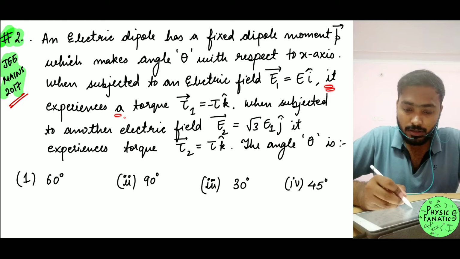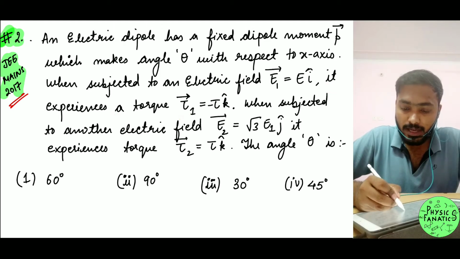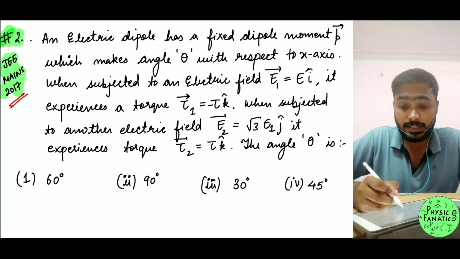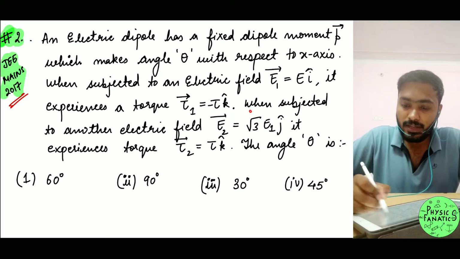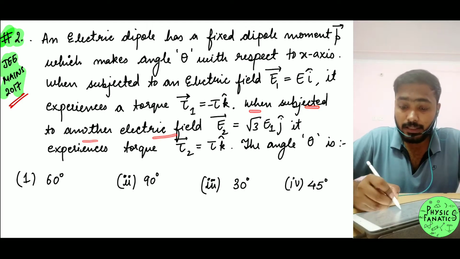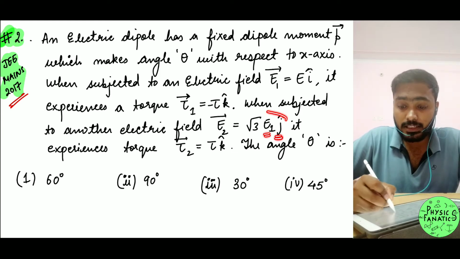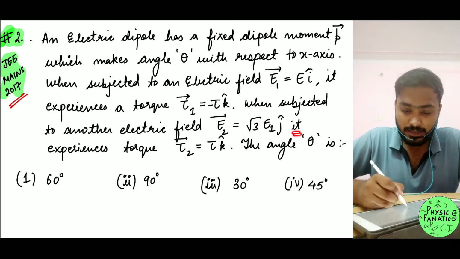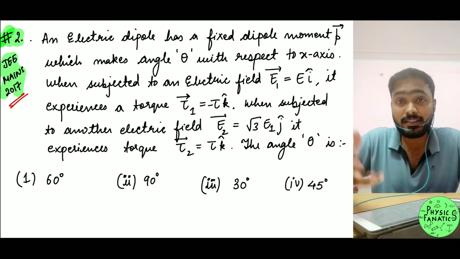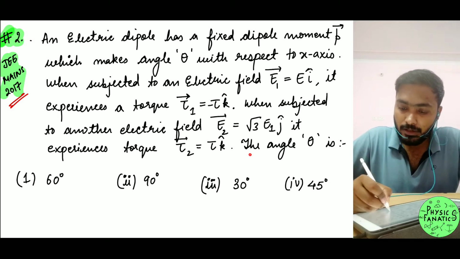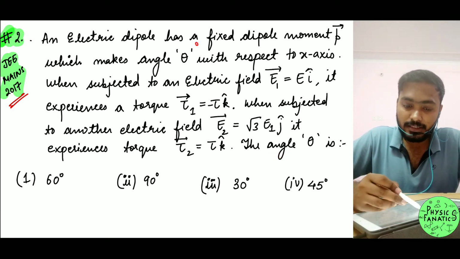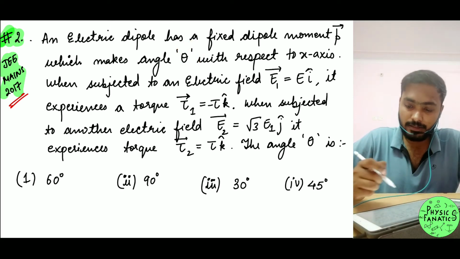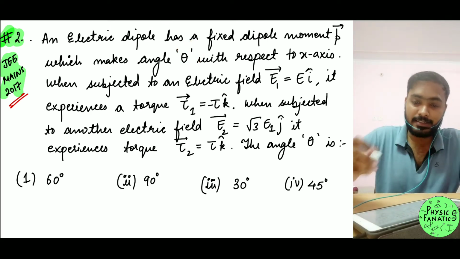It experiences a torque tau 1 is equals to minus tau k cap. Okay, the torque is in z-axis, actually negative z-axis, right? I hope you guys can see that. When subjected to another electric field, E2 is equals to root of E1 j cap. Now this electric field is in your y-axis. Great. It experiences a torque tau 2 is equal to tau times k, that means in the opposite direction, so that is fine. You have to find the angle theta. Okay, the angle theta, which I have to find out the value of angle theta.